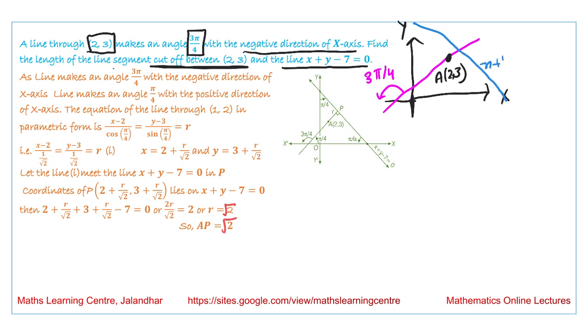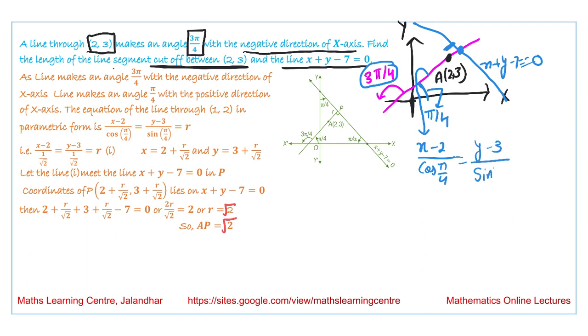This line is x plus y minus 7 is equal to 0. It will intersect at this point. So we have to calculate the distance between these two points. If this angle it is making is 3 pi by 4, then with the positive direction it is making an angle of pi by 4. So the equation of this line is (x minus 2) over cos pi by 4 is equal to (y minus 3) over sin pi by 4, that is equal to r.